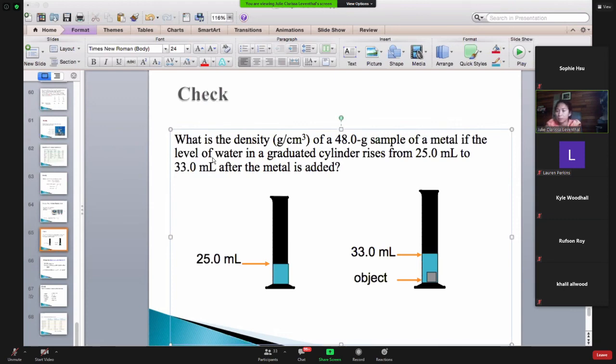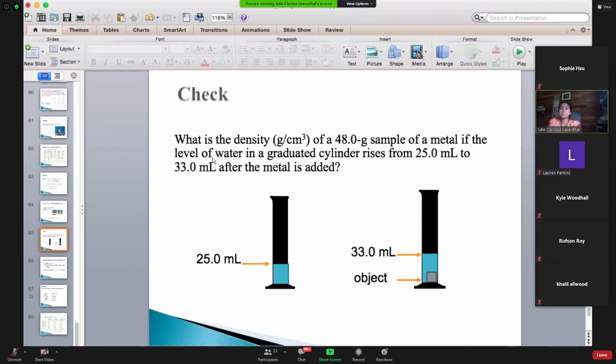Yes, Mohammed. What was it? Okay. Well, what does that mean? This is just a formula. You can see mass over volume. So what is the mass? 48. What is the volume of the metal? 33 minus 25. So what is the density of this metal? So 8 grams per cc.